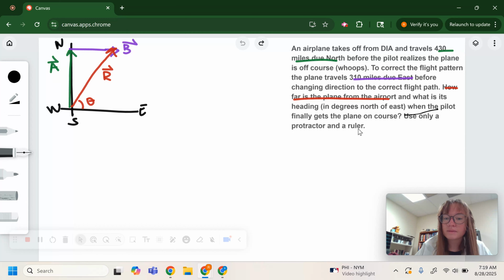Wait for it. And there! Now it's a totally new problem. Because today we are not going to use a protractor and a ruler to solve this problem. We're going to use algebra.